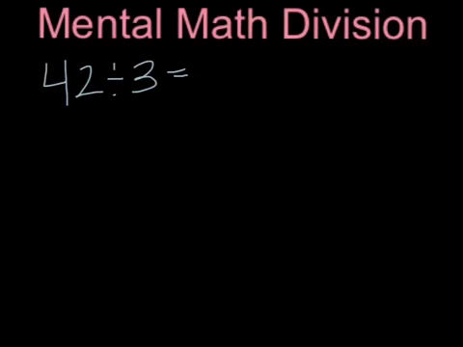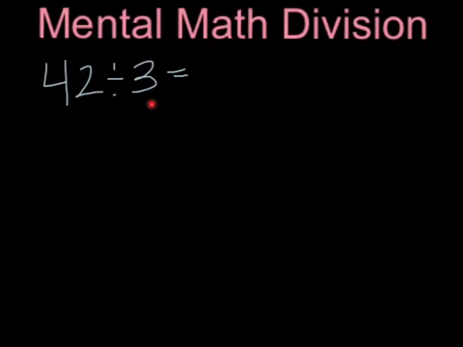Now let's move on to talk about some mental math strategies for doing division in our heads. Sometimes you're going to be asked a question like this, 42 divided by 3, and you're going to be asked to use mental math to figure it out and not a long division strategy. There are a couple of different ways to go about this. The easiest one is to simply think about what numbers that are smaller than 42 does 3 go into.